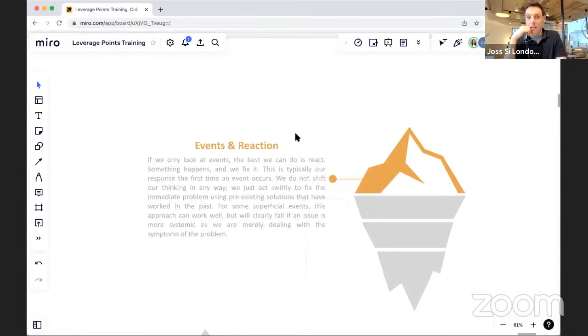If we look at events, the best we can do is react. Something happens and we fix it. This is typically our response the first time the event occurs. We do not shift our thinking in any way. We just act swiftly to fix the immediate problem, using pre-existing solutions that have worked in the past. For some superficial events, this approach can work well, but it will clearly fail if an issue is more systemic, as we're merely dealing with the symptoms of the problem. It's the bandage, the quick fix.